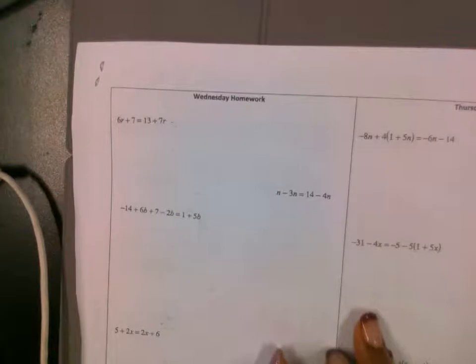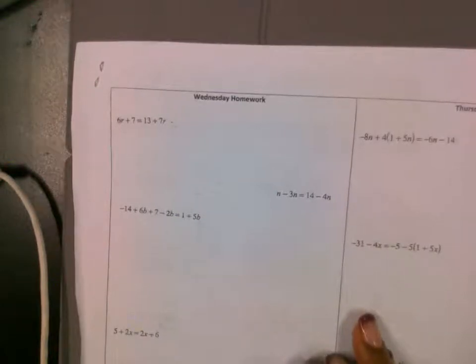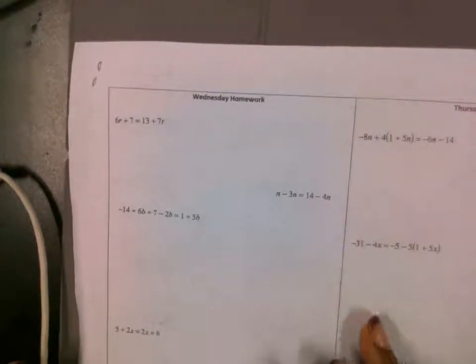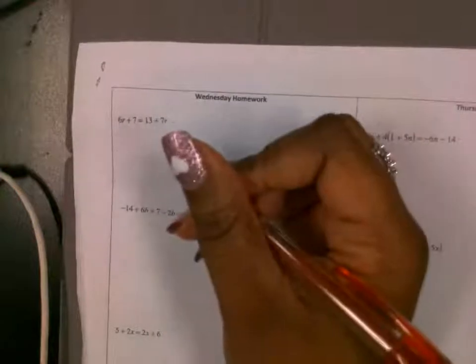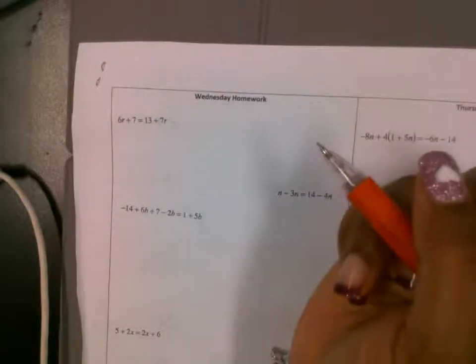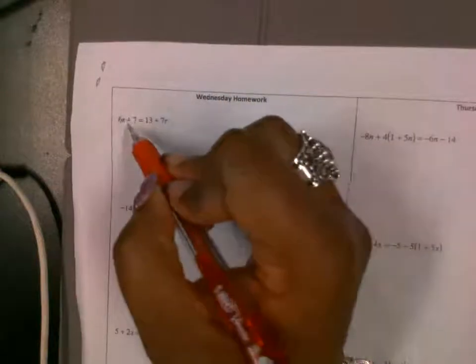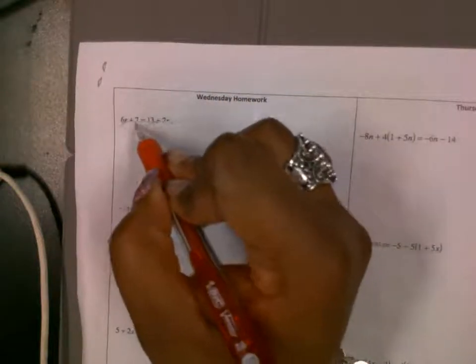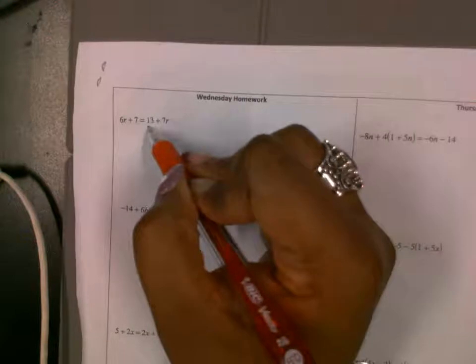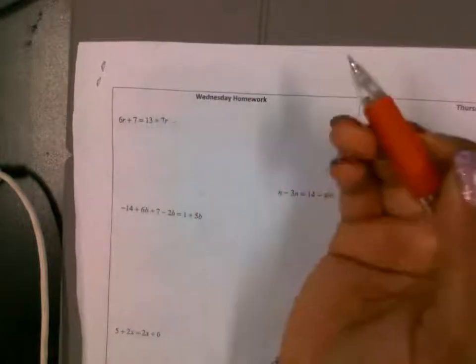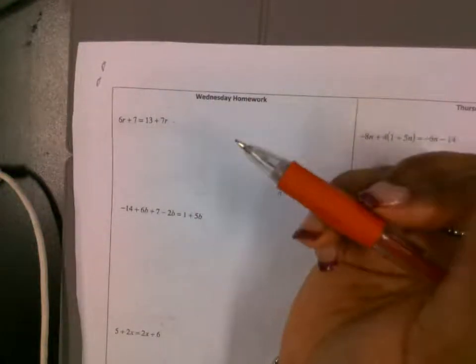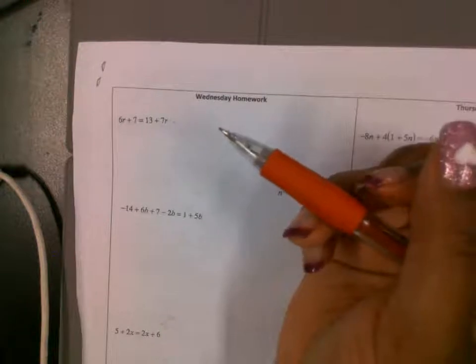Okay. So for Wednesday, guys, we're using the same notes that I gave you in the video. So the first thing is distributive property. We don't have distributive property here. The second step is to combine like terms on either side. You can't combine 6R with 7. You can't combine 13 with 7R. You can't do that. So the next step is to move the variables to the same side.